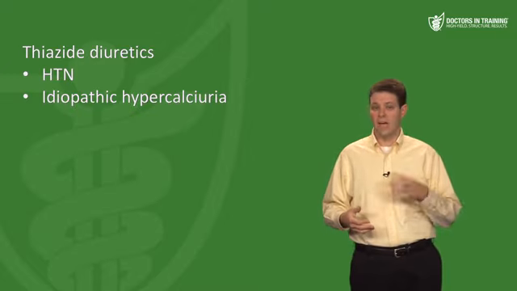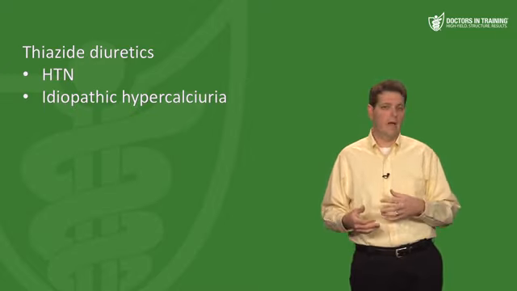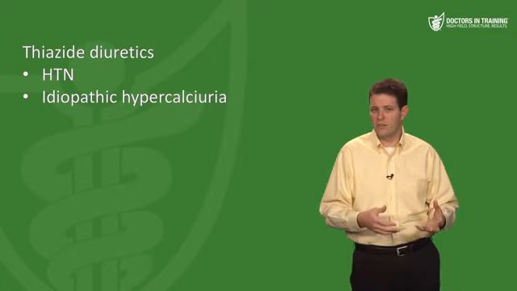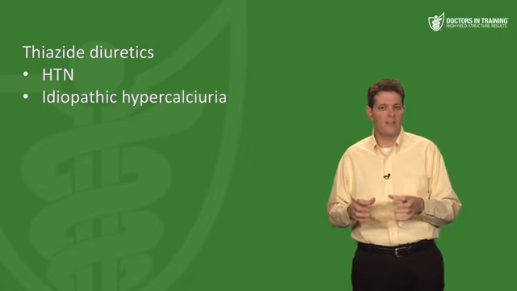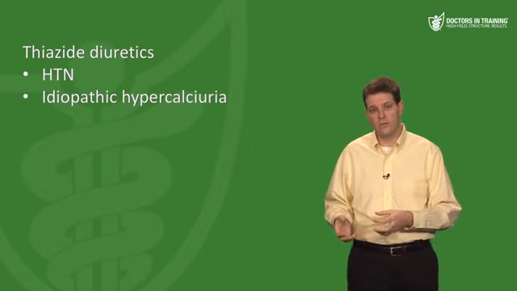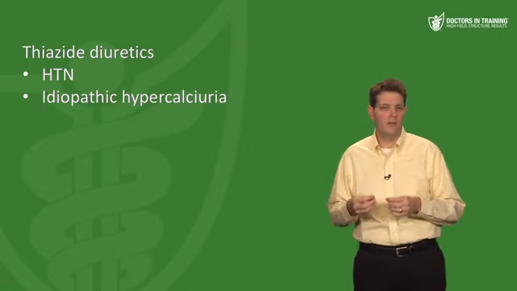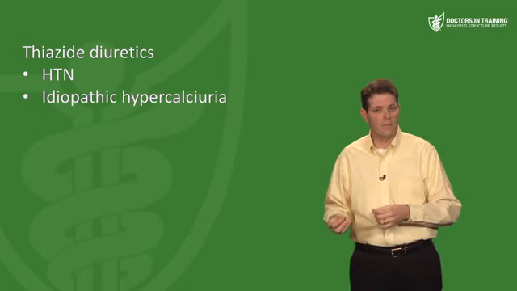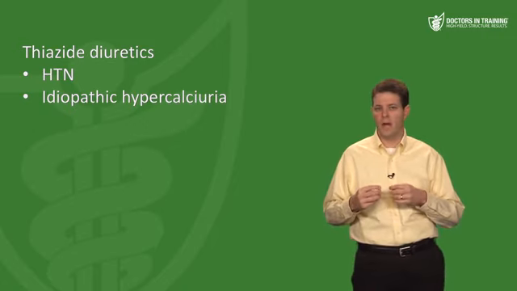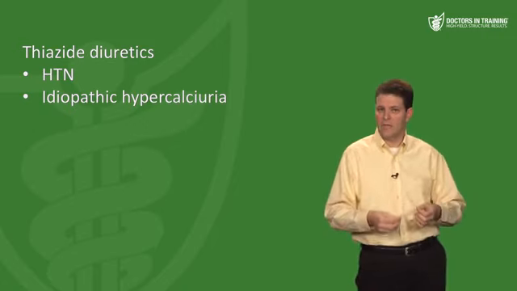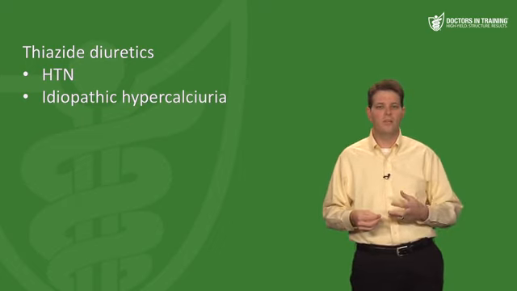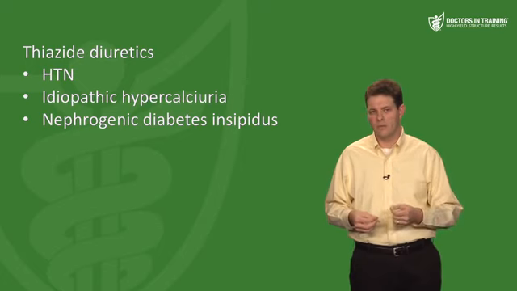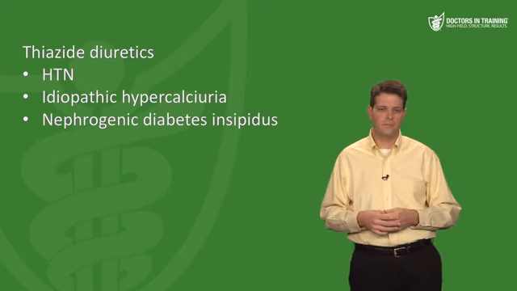But if you have elevated serum calcium, maybe from hyperparathyroidism, and that's causing you to spill calcium in the urine, then you don't want to use a thiazide in those patients because the thiazide is only going to make the hypercalcemia worse. So you don't give a thiazide to a patient with hypercalcemia. But if the patient has idiopathic hypercalciuria, you can give a thiazide to prevent those calcium kidney stones. And thiazides are also used to treat nephrogenic diabetes insipidus. We're going to talk about that in the next video.